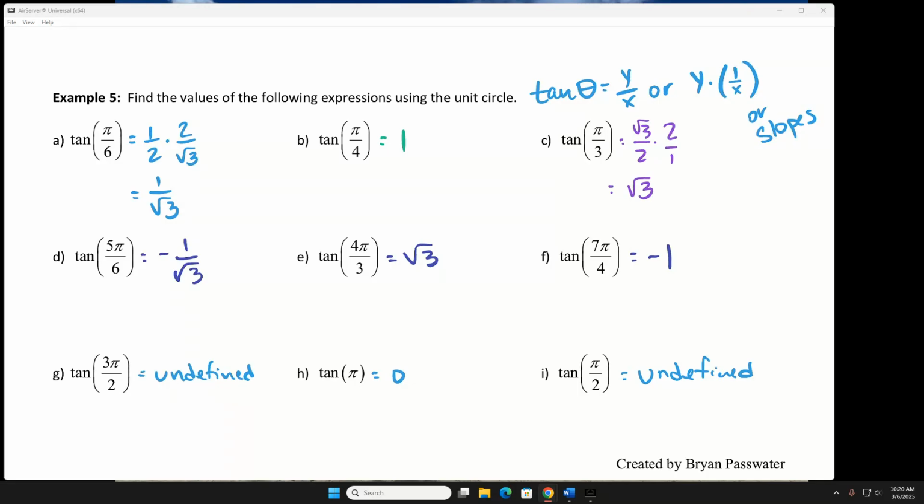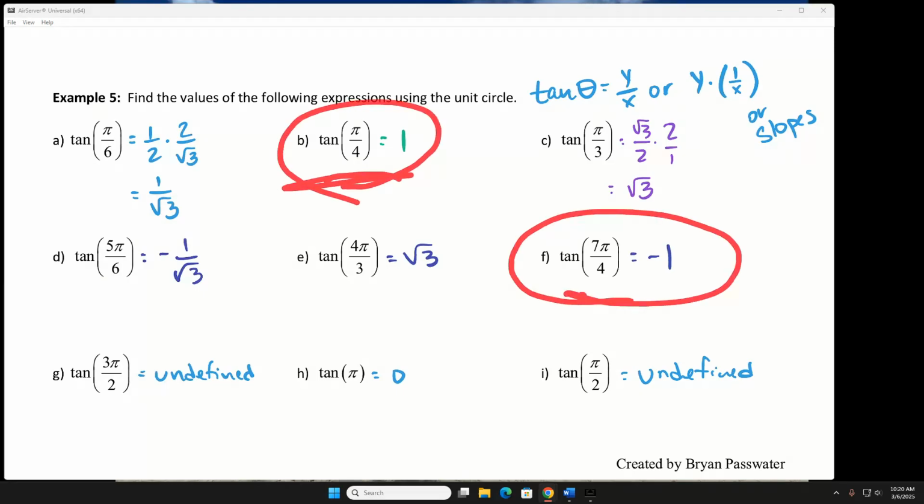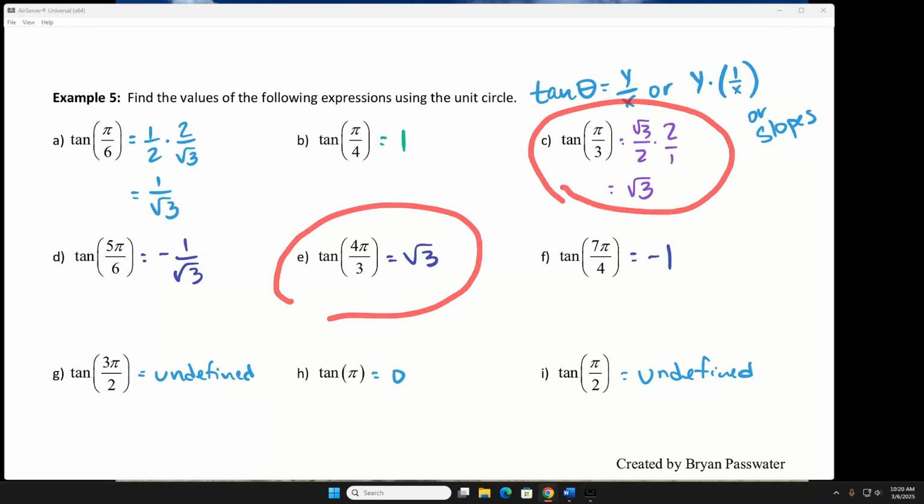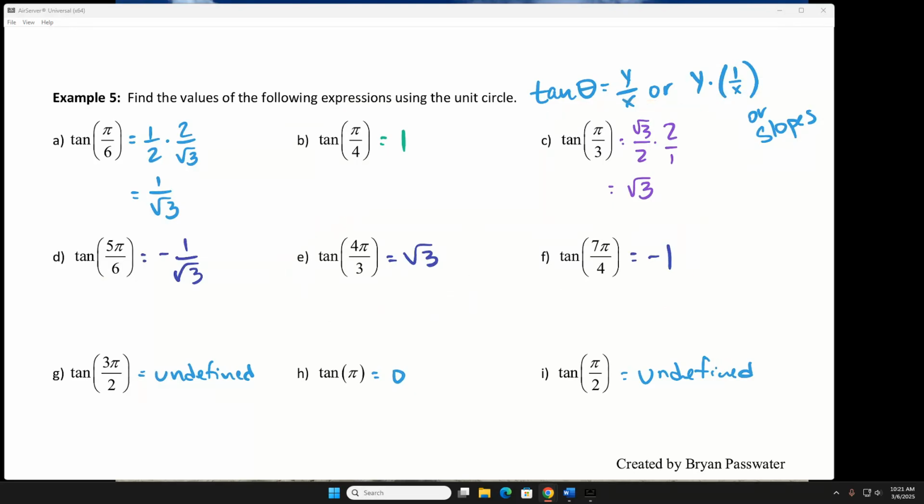So, do you guys think there's a relationship between all the tangent of pi over 6's? Yeah. So they're going to be the same fraction, just sometimes positive, sometimes negative. So if the x and y have opposite signs, like in quadrant 2 and quadrant 4, it's going to be negative. If they have the same sign, like in quadrant 1 and quadrant 3, then it'll be positive. All right, same thing for the pi over 4's. The pi over 4 tangents are either going to be 1 or negative 1. The pi over 3 tangents are either going to be positive square root of 3 or negative square root of 3, depending on the quadrant that you're in.